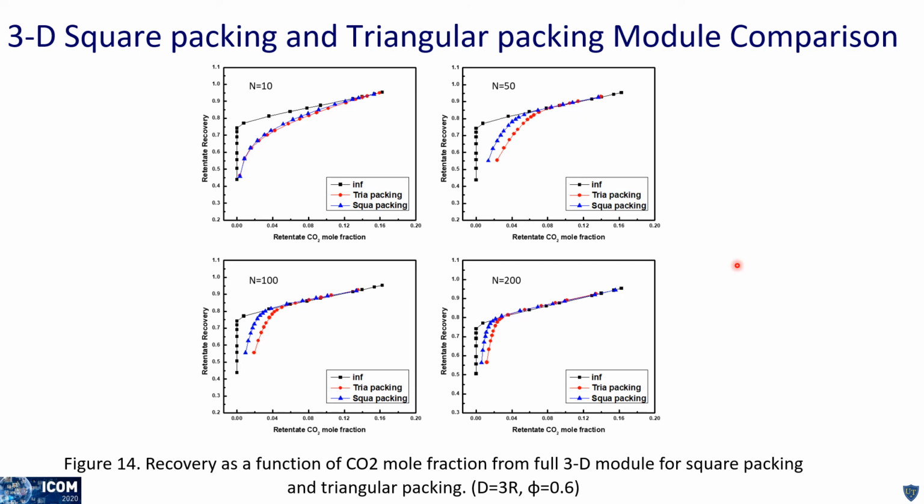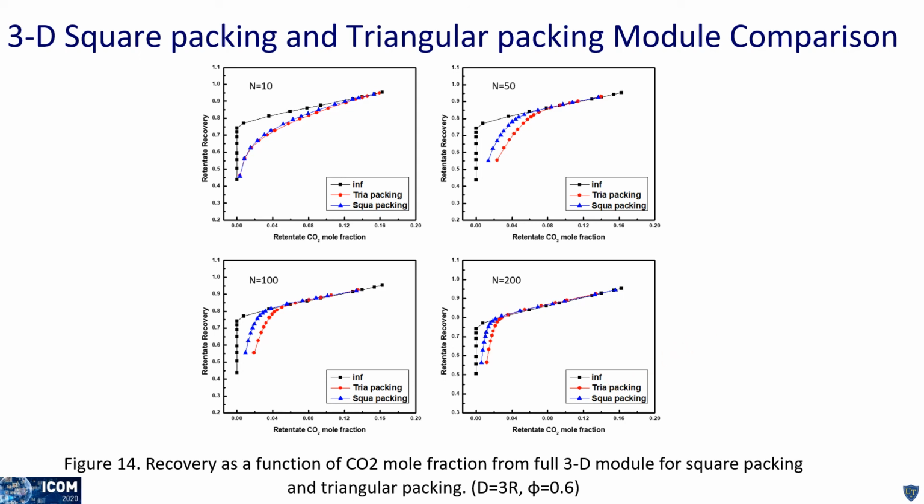And finally, let's compare the triangular packing results to the square packing results. In this set of figures, these are comparisons for different numbers of fibers for a D/R of 3 and a packing fraction of 0.6. We see in all cases that the square packing, the blue triangles here, gives slightly better performance than the triangular packing. This is primarily due to the fact that the triangular packing leads to larger gaps adjacent to the wall.